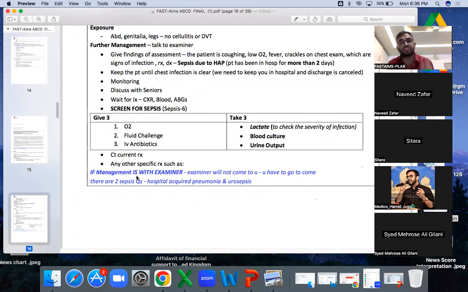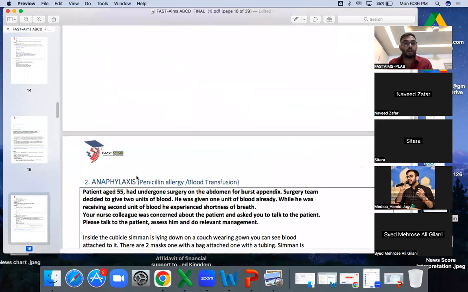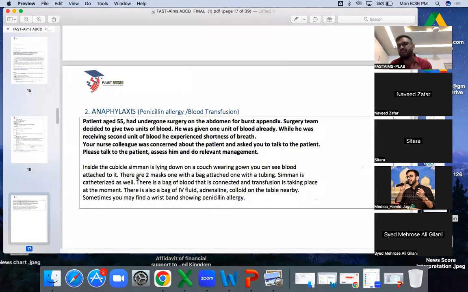So you should know this scenario and how to deal with it. Next section is anaphylaxis. I had already put that with the asthma scenario, but later on I brought it down, because we have already done the circulation approach and the breathing approach, and in the anaphylaxis approach we will be using both. That's why I brought it down.